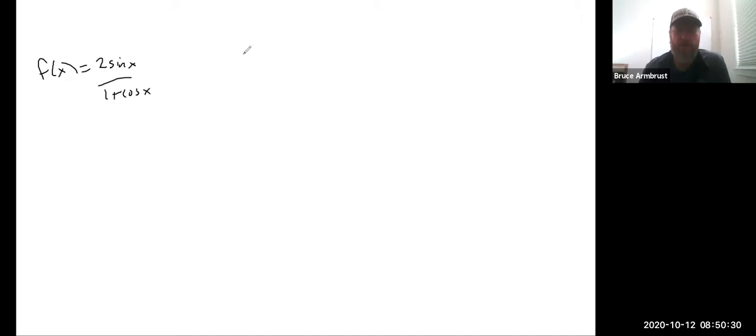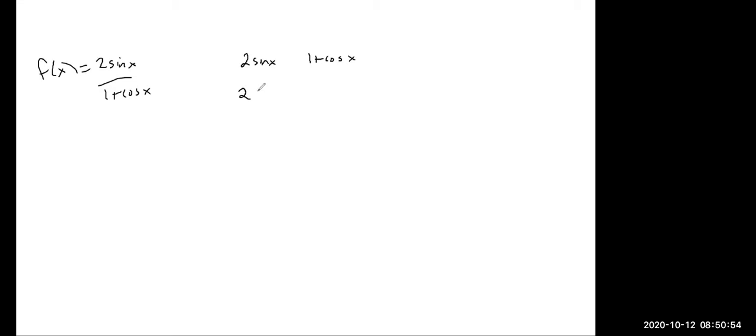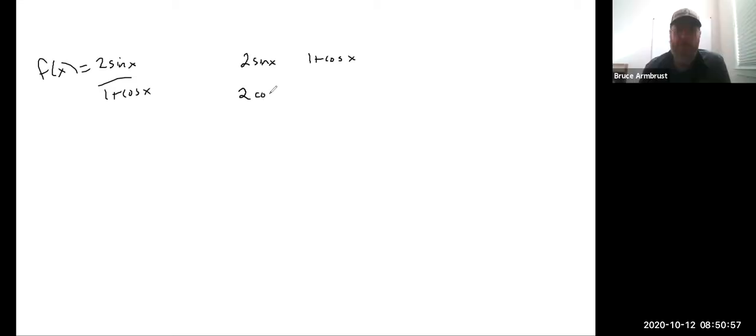So here's the function on top, 2 sine x, and on the bottom we've got 1 plus cosine of x. So we need their derivatives. Let's start with 2 sine. The 2 is a constant multiple, so it just goes along. And then we need the derivative of sine. So what's the derivative of sine? Cosine. Good, that's cosine of x. All right, so we get 2 cosine of x as that derivative. Moving to the other piece, 1 plus cosine, well, the 1 goes to 0. And then the derivative of cosine is negative sine.